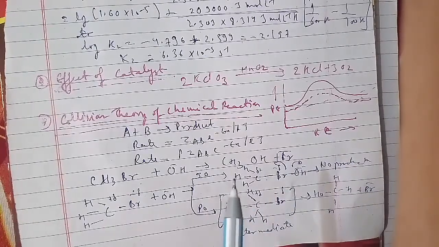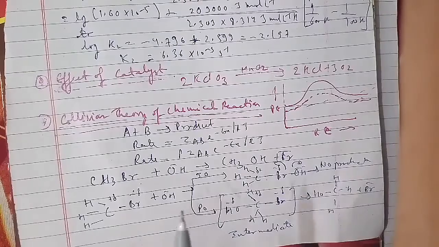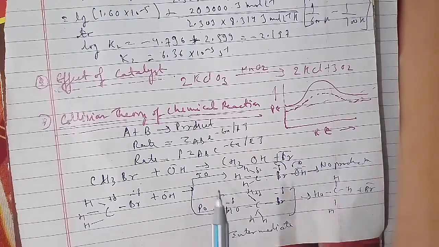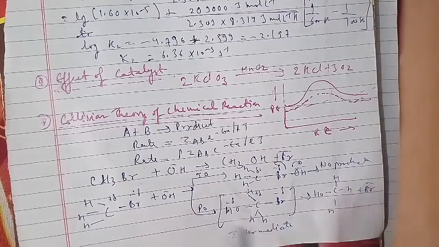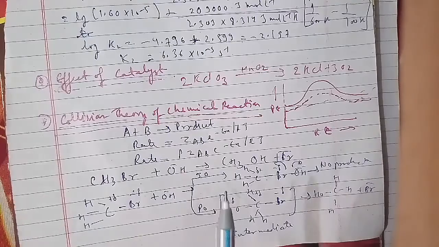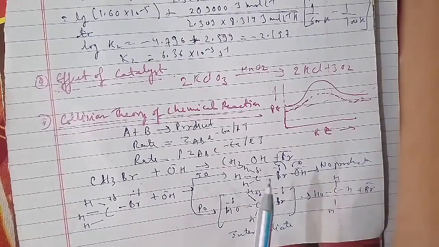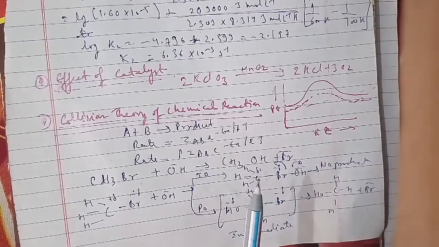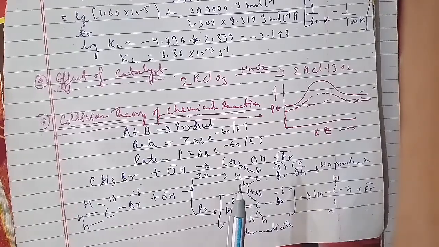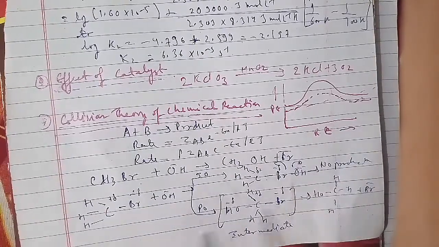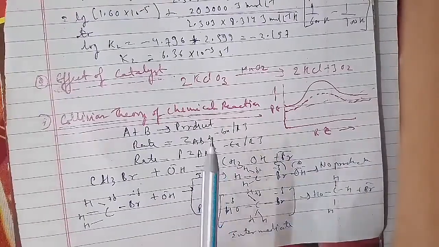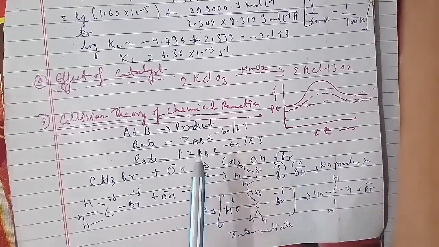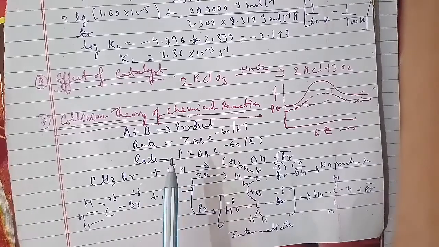Find the rate for the reaction 2A plus B giving A2B, where the rate is k[A][B]² with k equal to 2.0 × 10⁻⁶ mol⁻² L² s⁻¹. You have to calculate the initial rate of the reaction when [A] equals 0.1 mol L⁻¹ and [B] equals 0.2 mol L⁻¹, and calculate the rate of the reaction after [A] is reduced to 0.06 mol L⁻¹.